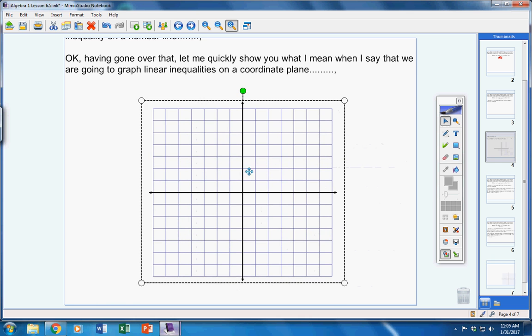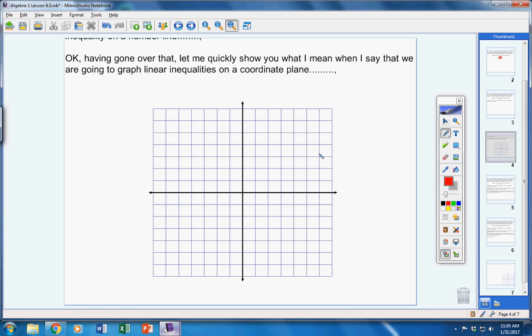Alright, when I say we're going to graph linear inequalities on a coordinate plane, it means this. You might have a line that looks like this, and then you'll shade up here above the line, or you might shade below the line. And I'm going to teach you all of this later, okay? You might have a line that looks like this. It might be a dotted line, and we'll talk about that later. And you might shade above it, or you might shade below it.